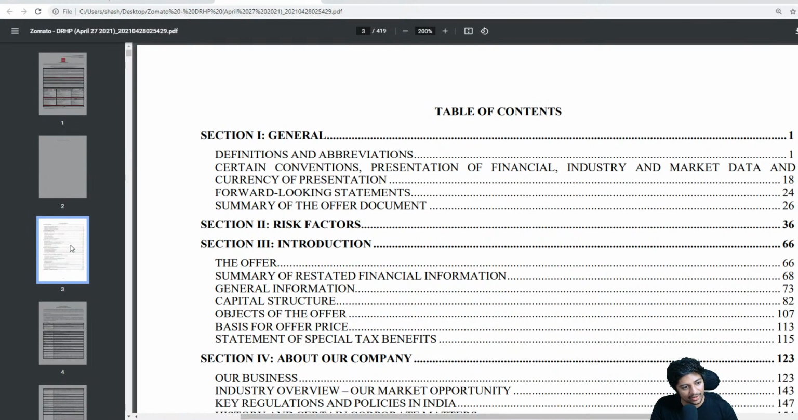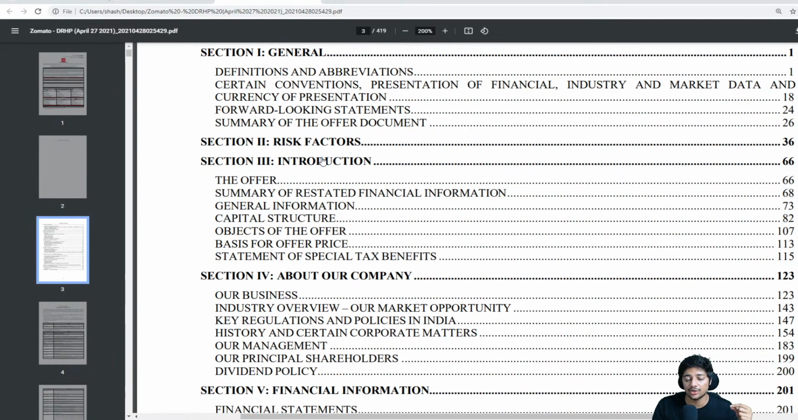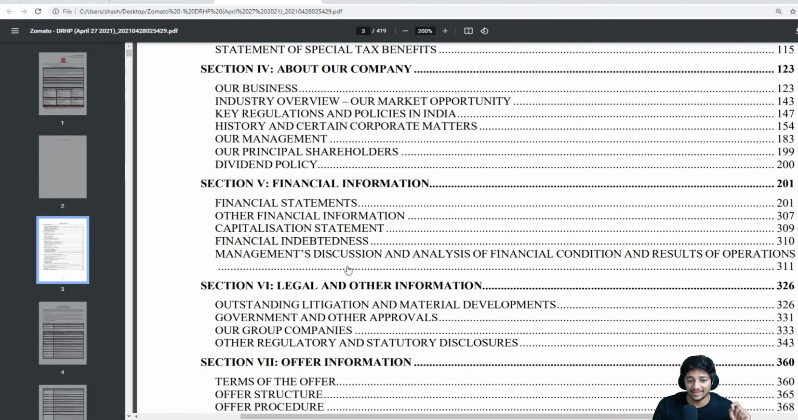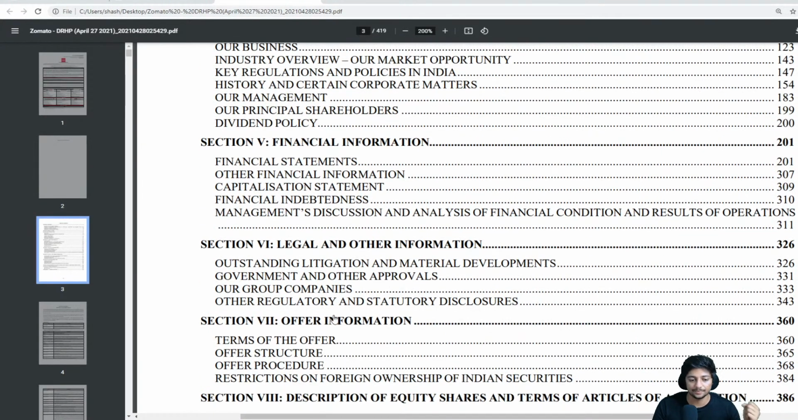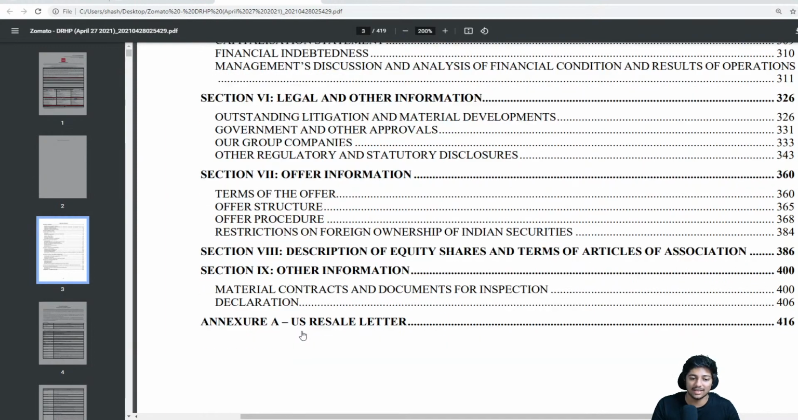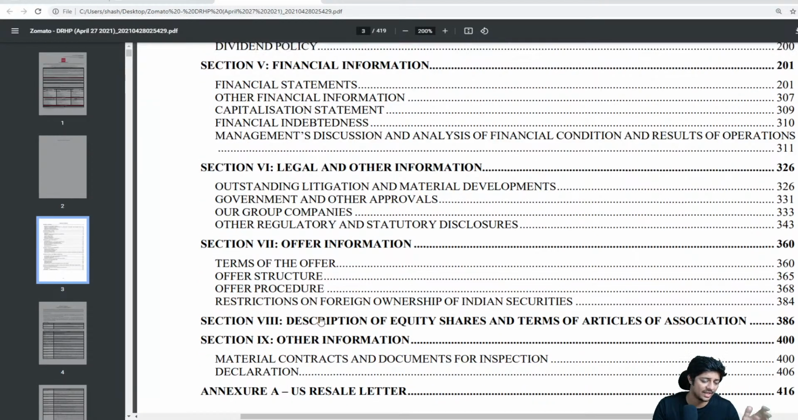Now, first thing that you need to do is to go to the table of contents. Okay. Now, this is the table of contents. Let me go through what it basically means with different sections. The first section is general. Second section is risk factors. Third section is introduction. Fourth section is about our company. And the fifth section is financial information. Sixth is legal and other information. Seventh is offer information. Eighth is description of equity shares and terms of AOA, which is articles of association. Ninth is just other information, and that's it. Then there is annexure where they have a lot of different documents. Now there are 9 sections to this, right?